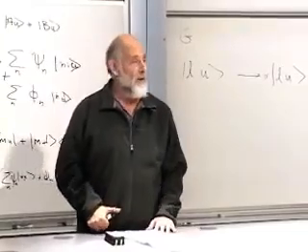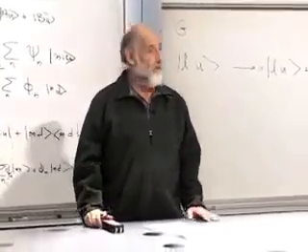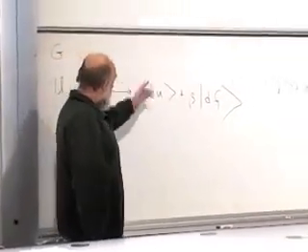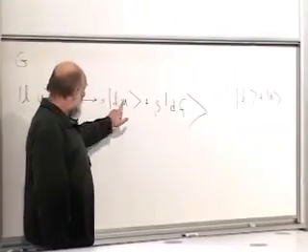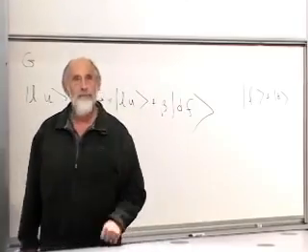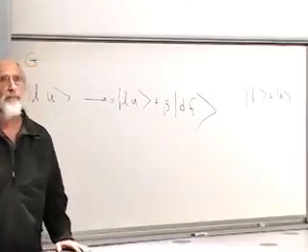So no, the cat in Schrodinger's experiment is not in a superposition of alive and dead. The composite system is in a superposition of live, unfired, and dead, fired. Good. One more.